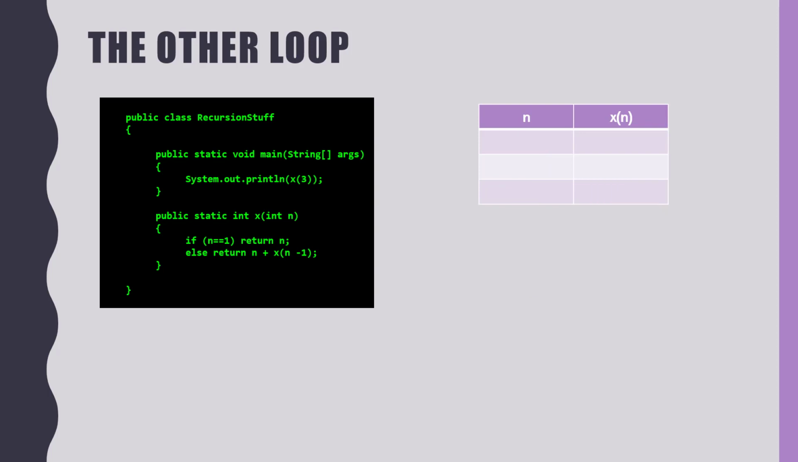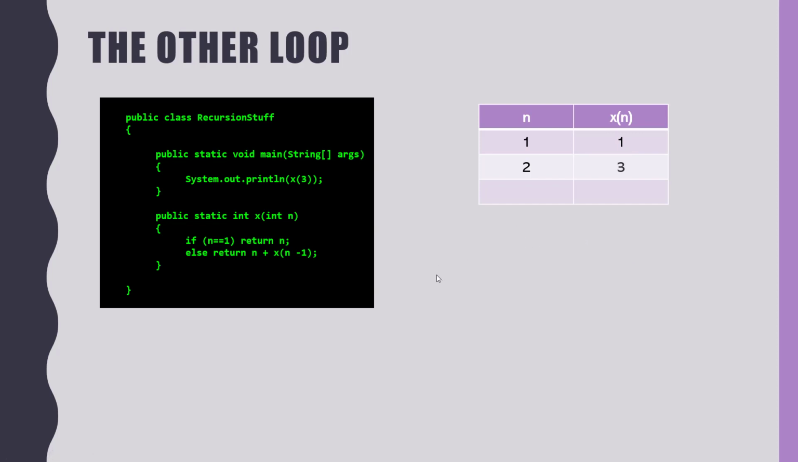Well, we already know what the first one is, right? When n is 1, x of n will also be 1. That's just the first line of the function. Now we want to figure out what happens when n is 2. This line won't run because n is not equal to 1. So we say whatever n is, 2, plus whatever x of 2 minus 1 is, which is 1. Those two numbers added together equal 3, obviously.